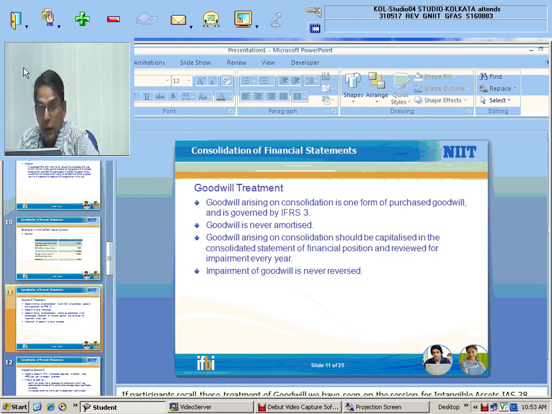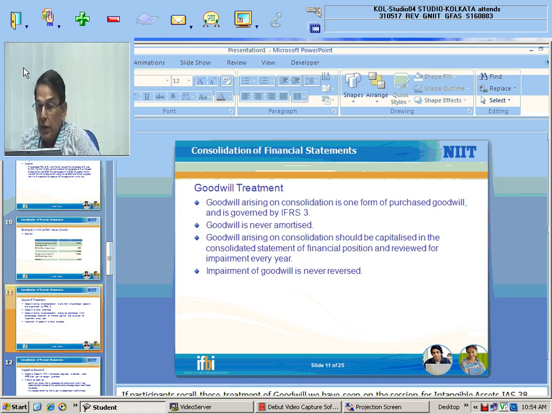Now, treatment of the goodwill. Goodwill arising on consolidation is one form of purchase goodwill, or acquired goodwill, and is governed by IFRS 3. Second, goodwill is never amortized. As we discussed earlier when we talked about the accounting standards relating to goodwill, it is never amortized. Other intangible assets which have a finite life can be amortized, but goodwill acquired during a business combination, that's purchase goodwill, should never be amortized.